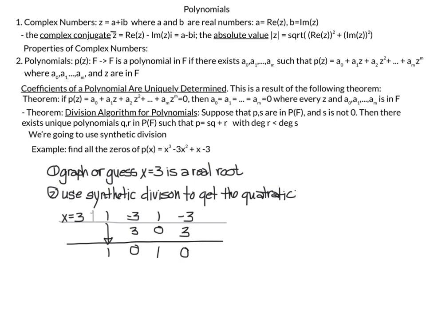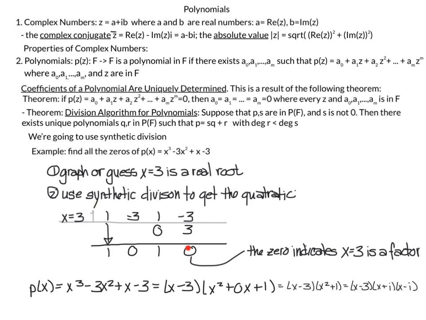So these are our numbers here, 1, 0, 1, 0. This last 0 here is good because it does indicate, it's our second check, that x equals 3 is a factor. But we had already verified that, but this is kind of further proof. If you didn't get a 0, you need to find a different first real root.